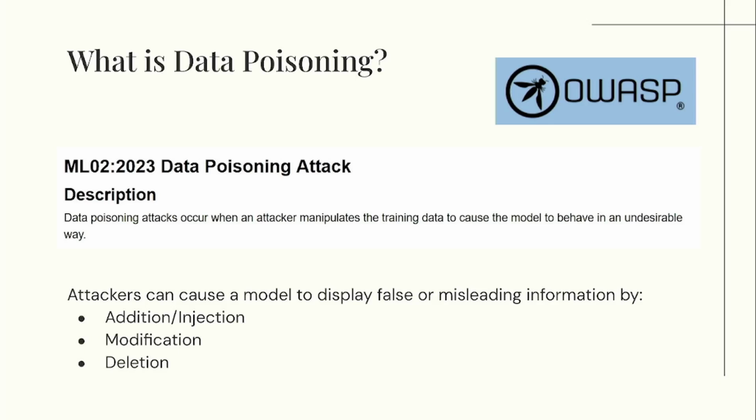So as defined by OWASP, data poisoning is an attack that occurs when an attacker manipulates training data to cause the machine learning model to behave in an undesirable way. Data poisoning occurs by altering data by 3 methods: addition, modification, or deletion of data. Interestingly, addition can also mean the injection of data, but injection attacks, as we know, do not necessarily involve adding data. Use of injection attacks can often delete or modify data.